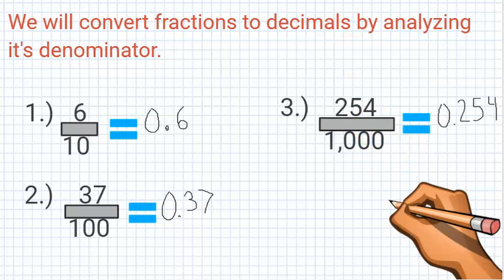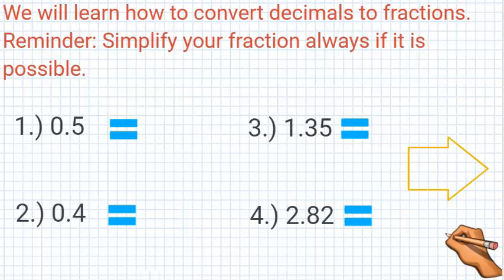But now that we did that, we're going to take a look at the decimals to fractions part. We are going to be learning how to convert decimals to fractions, and we need to have this clear reminder always: simplify your fraction always if it is possible. Today we're going to be looking at these 4 problems: 0.5, or decimal point 5, which is problem number 1; 0 decimal point 4, problem number 2; 1 decimal point 35 for problem 3; and 2 decimal point 82 for problem number 4.